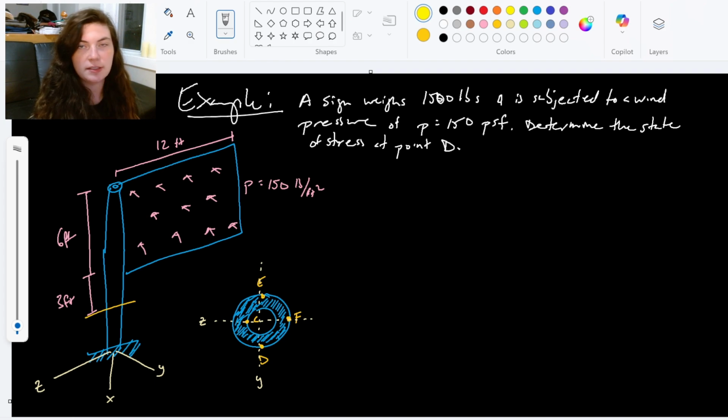This will be our final example for this video, and probably the hardest one. This is a very difficult problem. We've got a sign here that weighs 1,500 pounds and is subjected to a wind pressure of 150 pounds per square foot, and we want to know the state of stress at point D. So point D is down here, at this little cross cut right here.